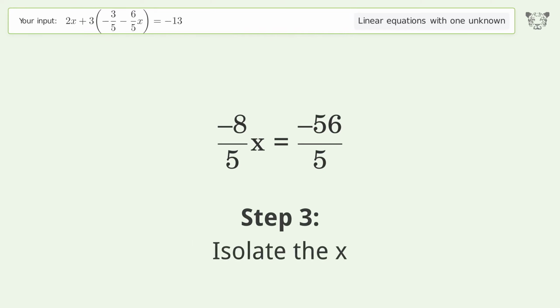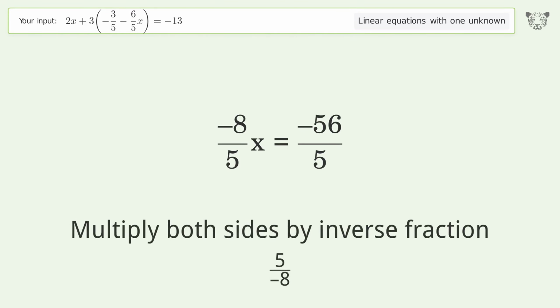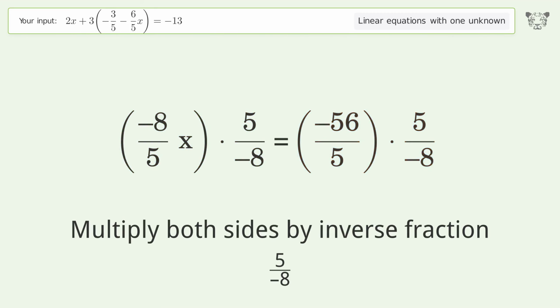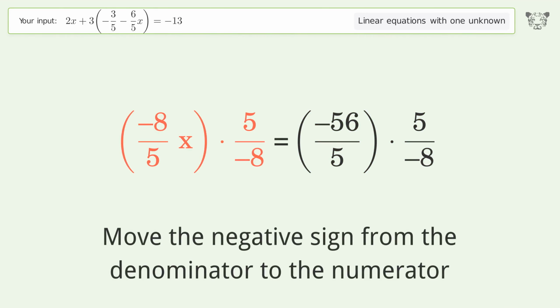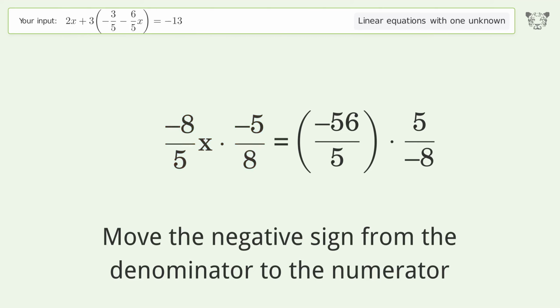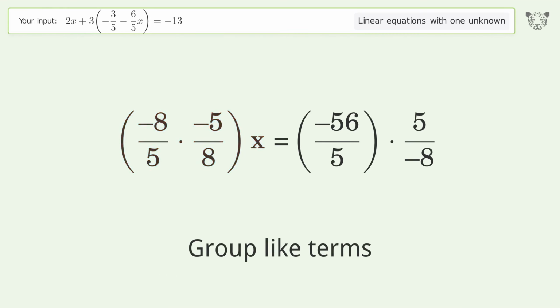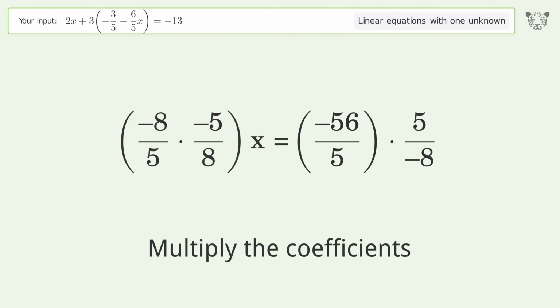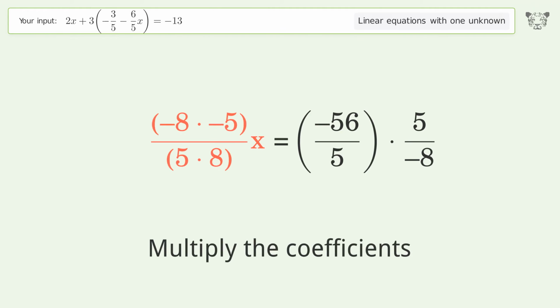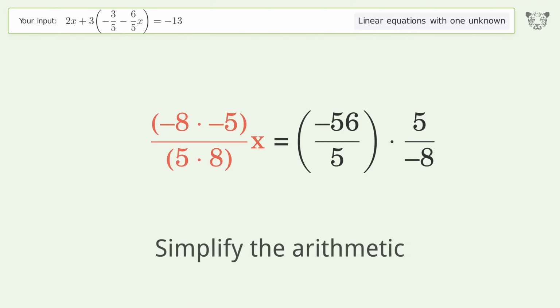Isolate the x. Multiply both sides by inverse fraction 5/8. Move the negative sign from the denominator to the numerator. Group like terms. Multiply the coefficients. Simplify the arithmetic.